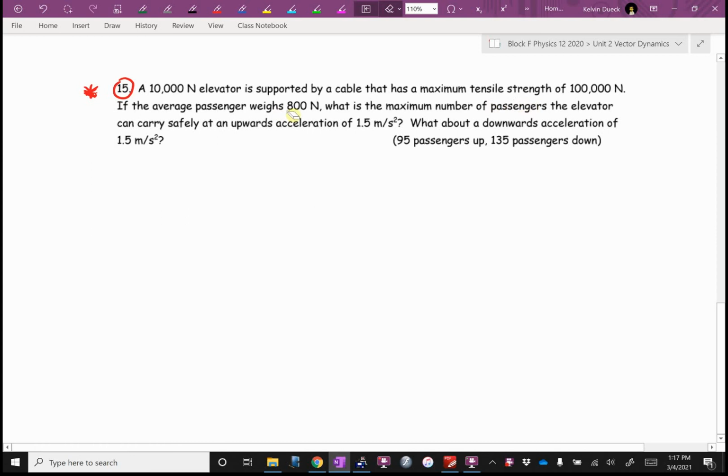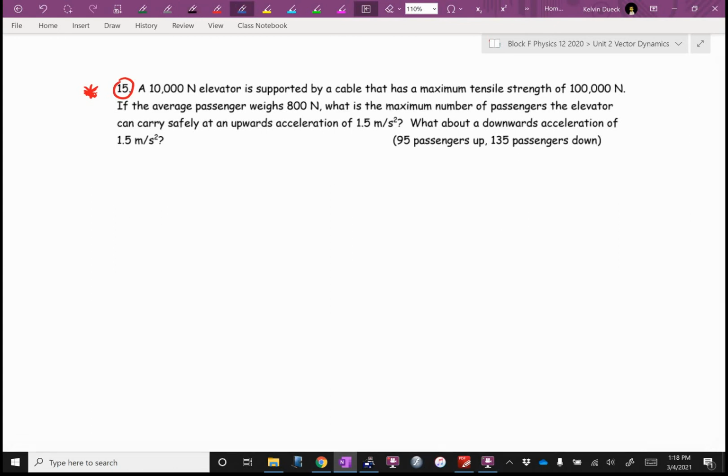If an average passenger weighs 800 newtons, what is the maximum number of passengers the elevator can safely carry at an upwards acceleration of 1.5 meters per second squared? Ooh, that's a good question. If you think about this question the right way, it's not too bad, but the tricky part is setting it up right. In fact, often I will forget how to set it up right and I have to rederive it.